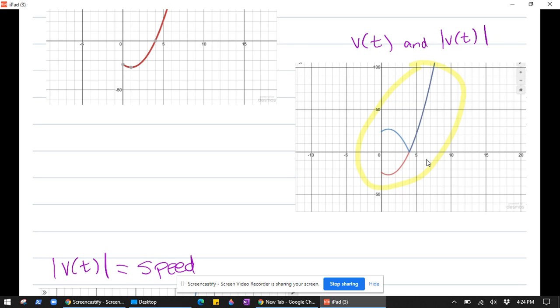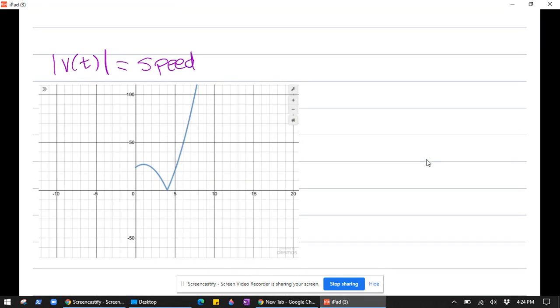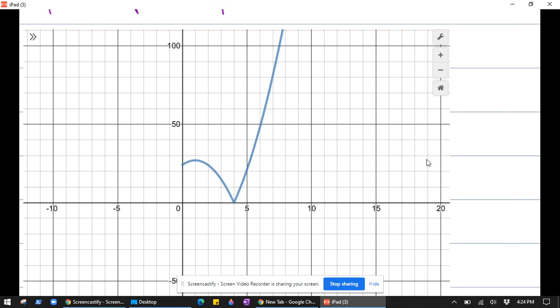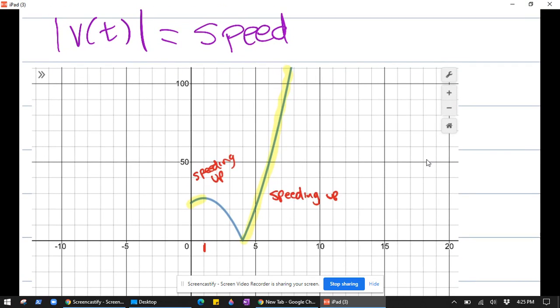Now, the easiest way to answer this question is just look at your speed graph, right? Speeding up whenever your speed function is increasing. It's increasing on this interval there, where again, that's t equals 1. So speeding up are these yellow sections here, and that's just because this is your speed graph. Speeding up just means your speed is increasing, and that clearly happens on those intervals. On the other hand, on this interval here, the speed function is decreasing, so slowing down on this interval.